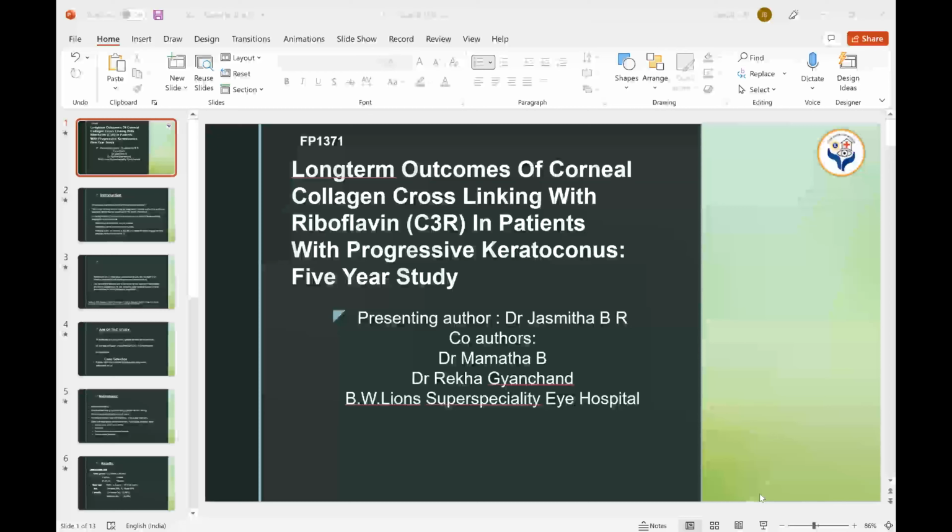Good morning to the panelists again. My second paper, I think the slides are not moving, so I'll just continue sharing like this, sir. My second paper is about long-term outcomes of corneal collagen cross-linking with riboflavin in patients with progressive keratoconus, a long-term study, which is a 5-year study. And again, I would like to thank Dr. Mamta ma'am and Dr. Rekha ma'am for their valuable guidance.